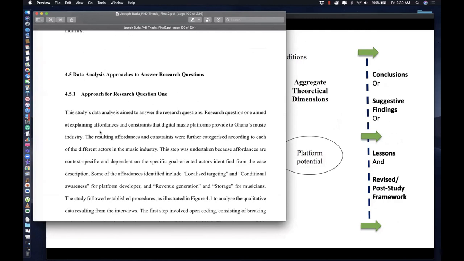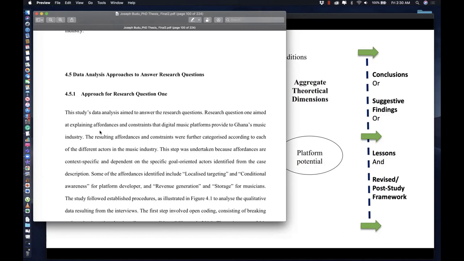So look at Joseph's analysis process. He says: this study's data analysis aimed to answer the research question. Research question one aimed at explaining the affordances and constraints that the digital music platform provides to the Ghanaian music industry. The resulting affordances and constraints were further categorized to each of the different actors in the industry.